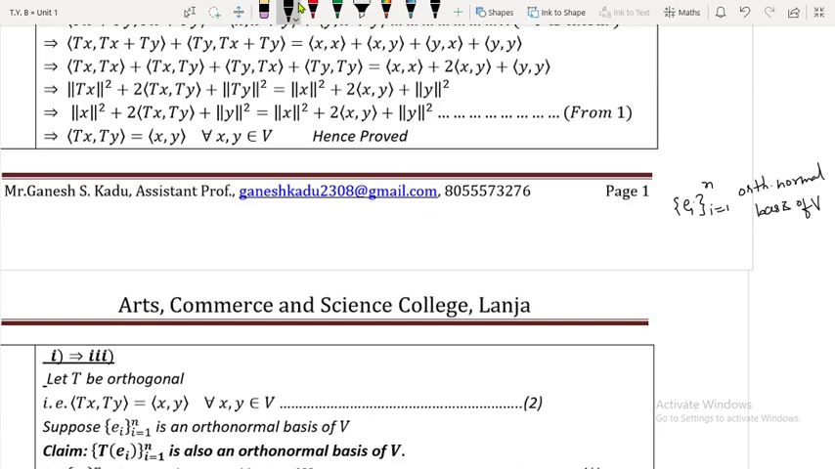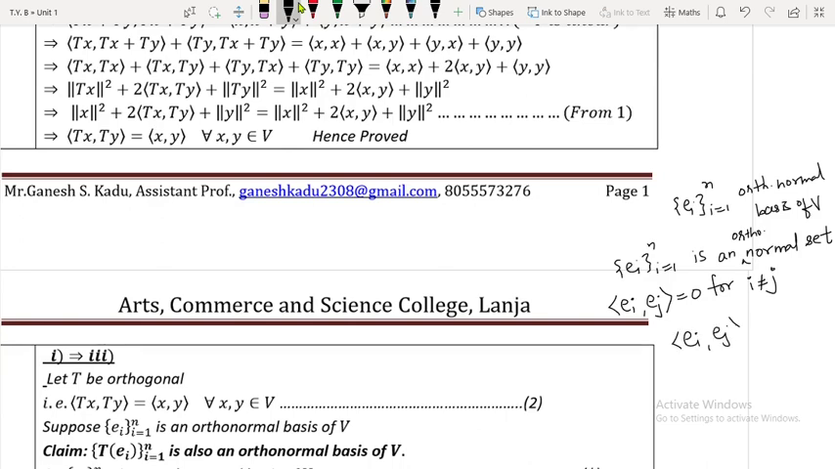So this is an orthonormal set, so therefore we can say this set, with i varying from 1 to n, is an orthonormal set. Now since it is an orthonormal set, what can you say? The inner product of two distinct elements of this set is going to be 0 naturally, and the inner product of ei with ej will be equal to 1 for i is equal to j.